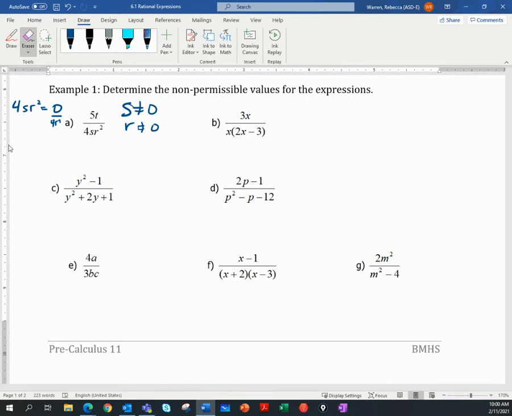If I was solving for r instead, I would divide by 4s because that's what's attached to the r squared. So divide by 4s, and then I get r squared equals 0. And then in order to get r squared alone, I would have to square root. Square root of r squared is just r, and square root of 0 is 0. So r cannot be 0.